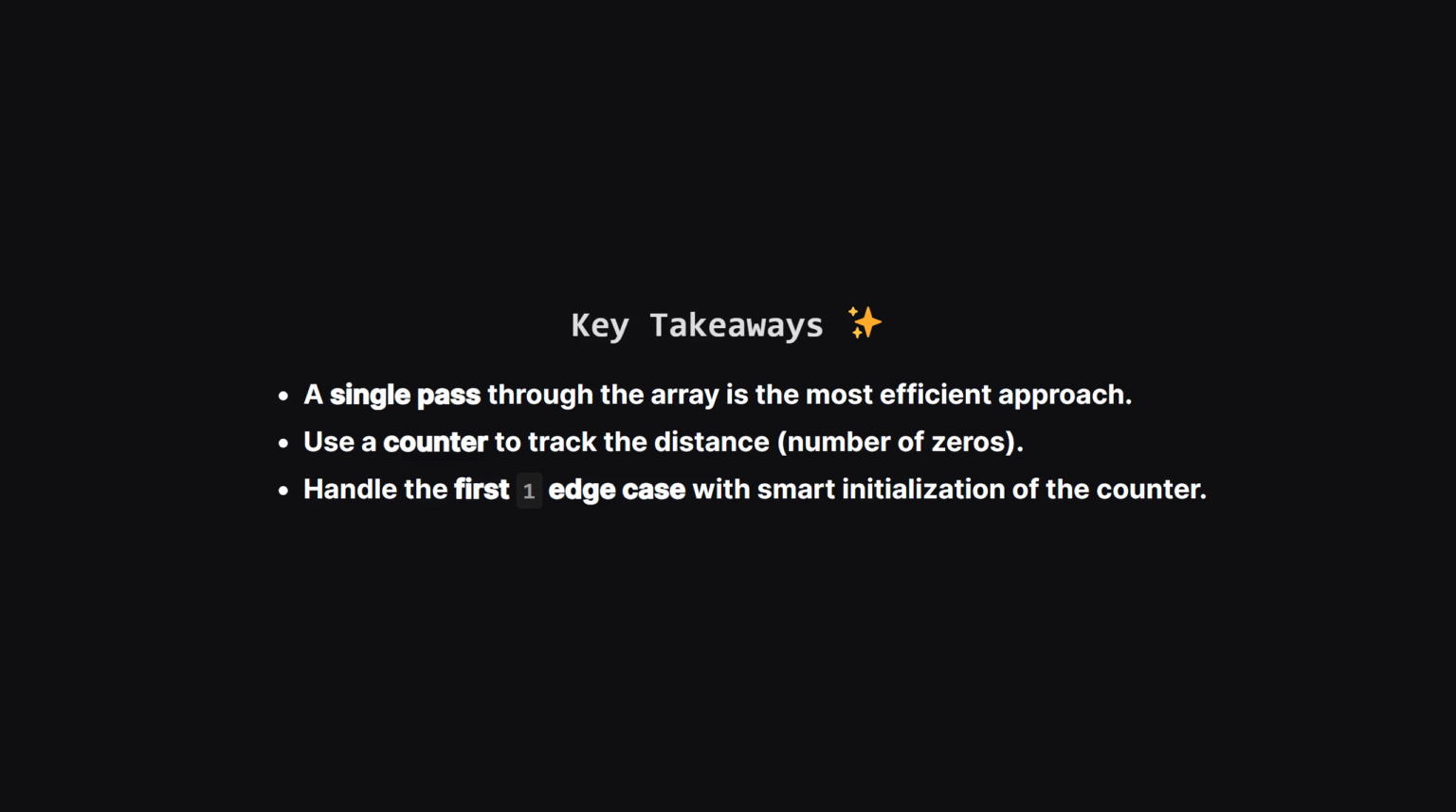So let's wrap it up. The key takeaway for this problem is that a simple single pass is all you need. The main trick is to use a counter to measure the gap between ones, and to handle the first one edge case elegantly by initializing that counter to k. It's a great example of a simple and highly efficient solution.